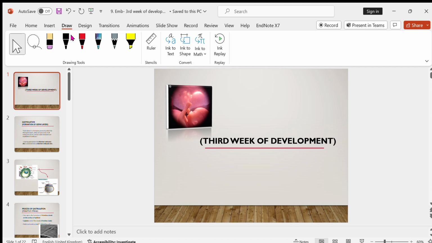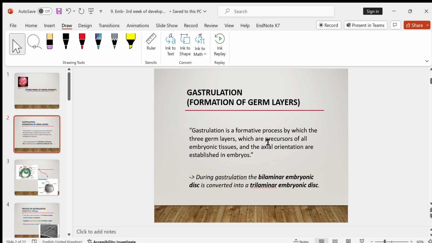Okay, so today's topic is the third week of development. Previously, we have discussed the first and the second weeks of development. Today, I'll discuss the third week of development. The third week starts with the process of gastrulation.